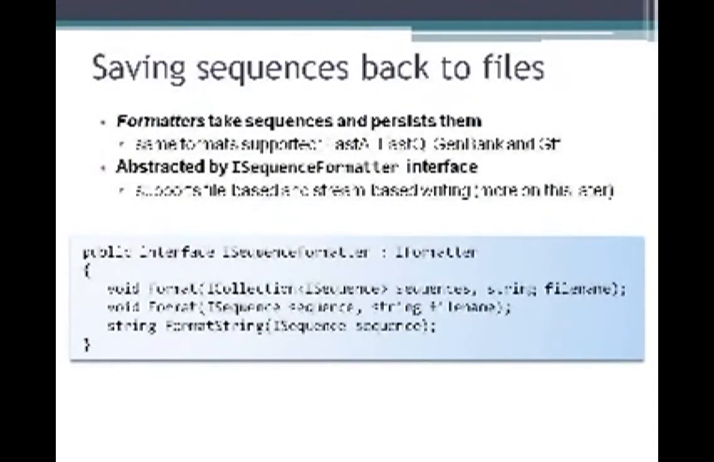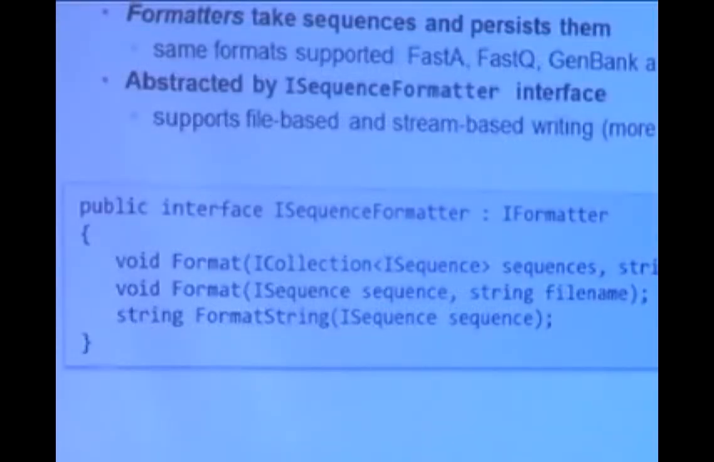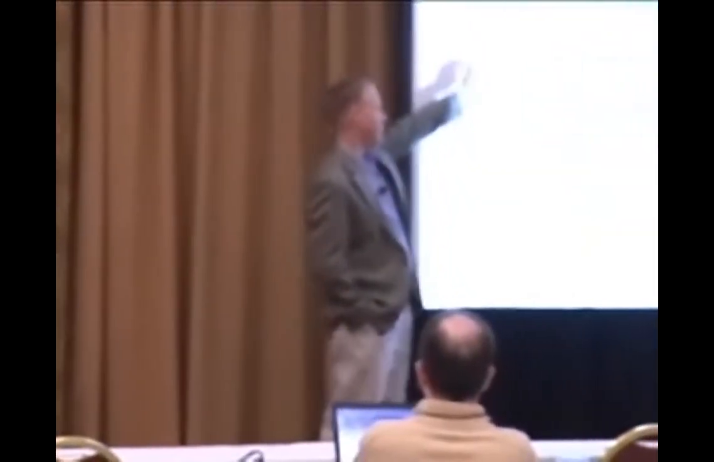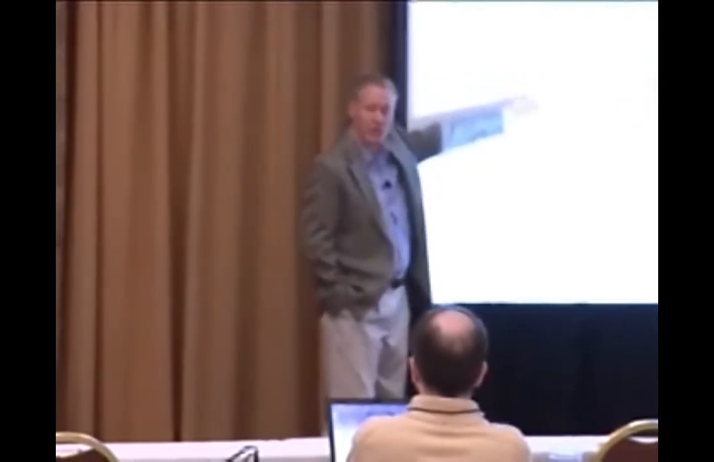The other side of that is to actually write it back out. That's done through what's called a formatter. There's an interface called ISequenceFormatter that's in the framework, and it has essentially one method here called Format. Actually, there's two. There's a format string as well that takes, notice, a collection of sequences or a single sequence and then writes it out to something, okay?